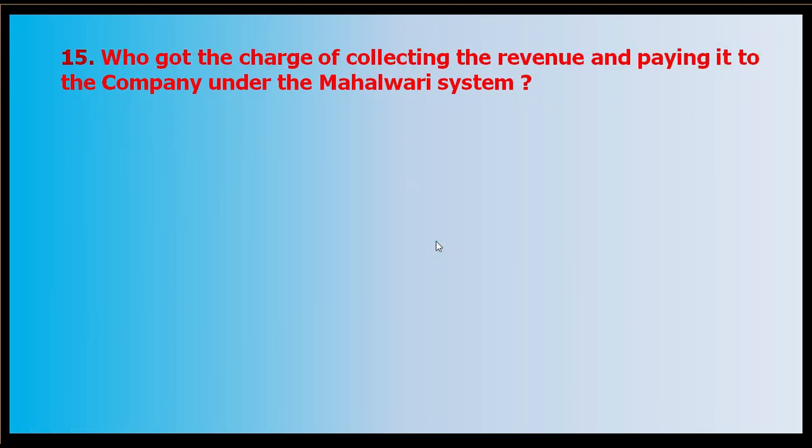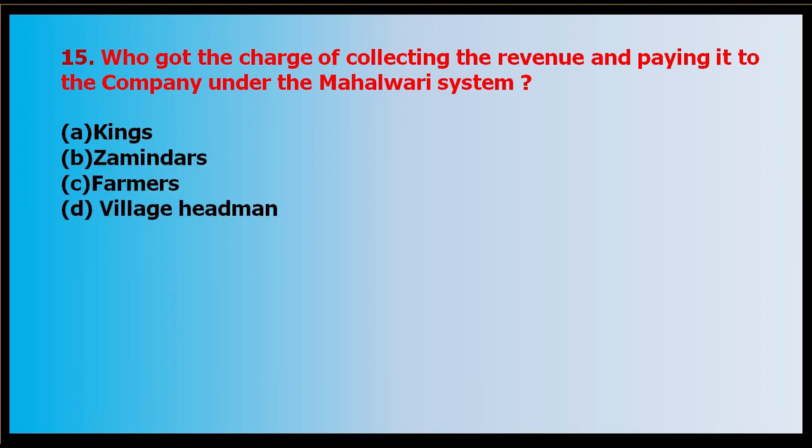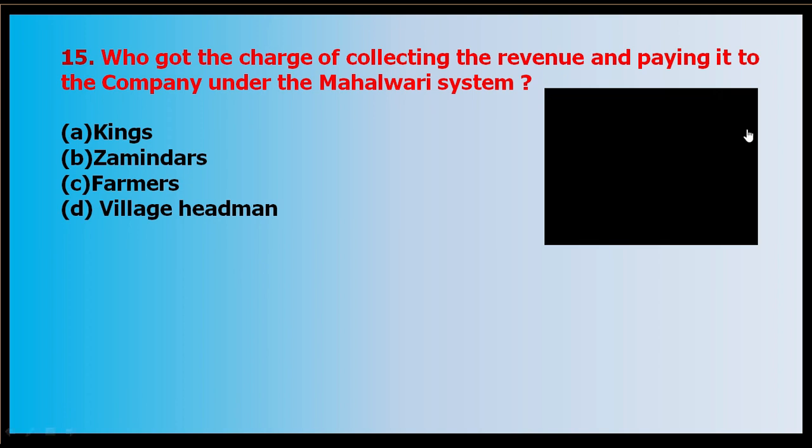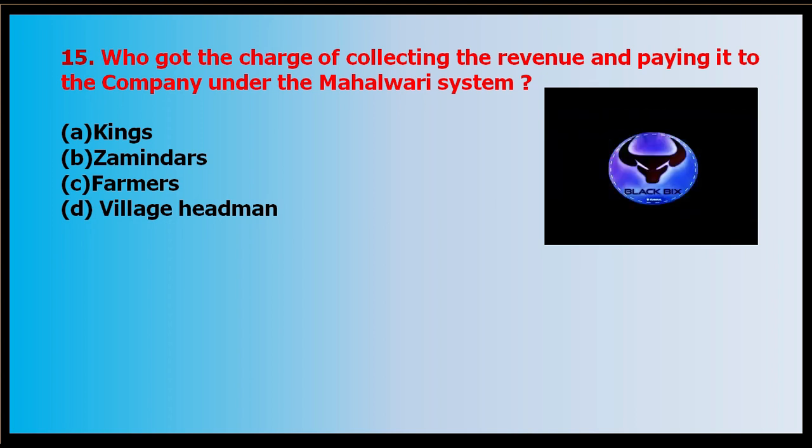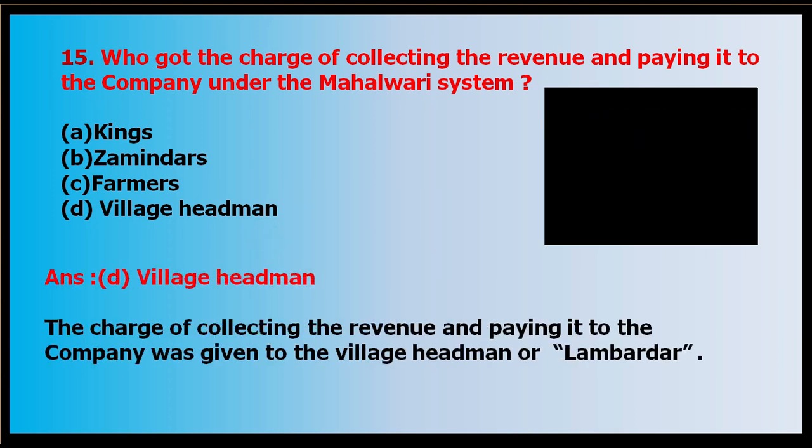Question number 15 is, who got the charge of collecting the revenue and paying it to the company under the Mahalwari system? Your options are kings, zamindars, farmers, or the village headmen. And your time starts now. Who collected the revenue in the Mahalwari system? So the correct answer is village headmen.